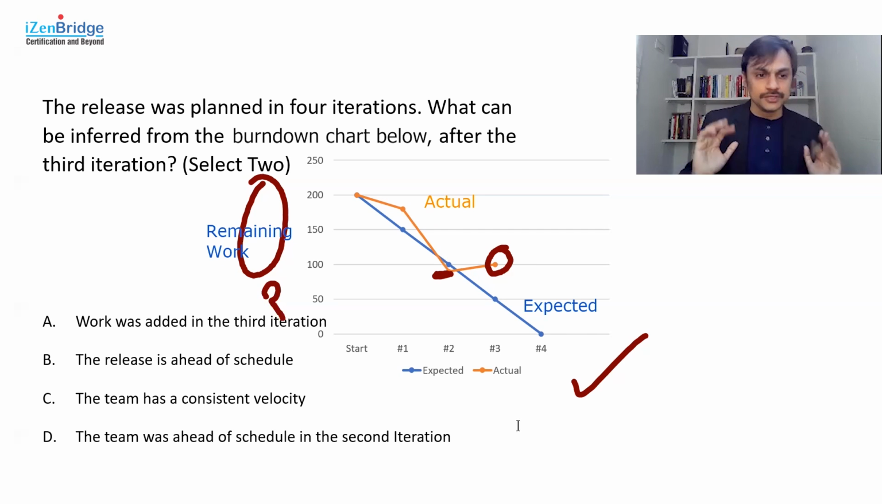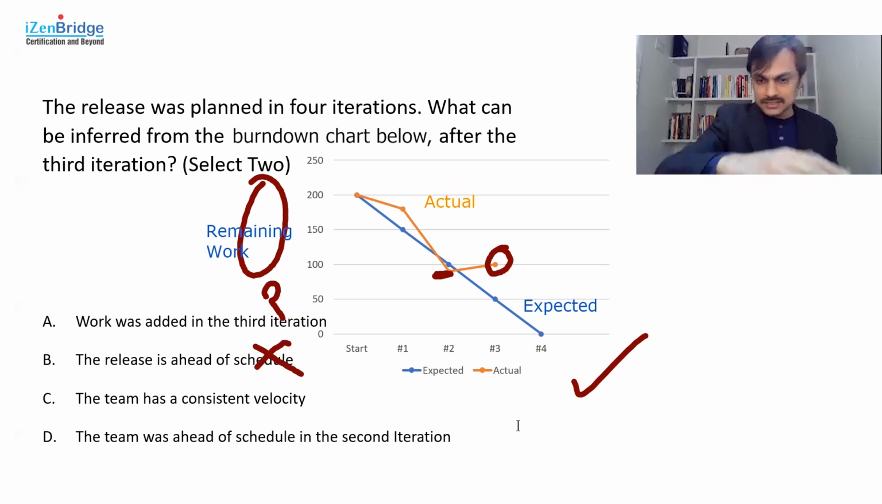Then I go to option 2. The release is ahead of schedule. Definitely this cannot be interpreted. I can't say this is ahead of schedule. I can clearly see it's behind the schedule. So this is out. This is not true. I can't interpret that information from here.